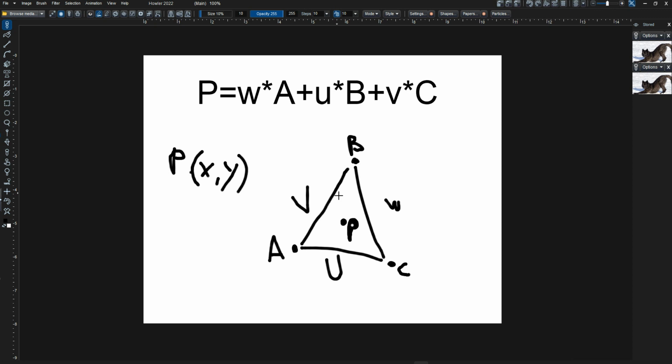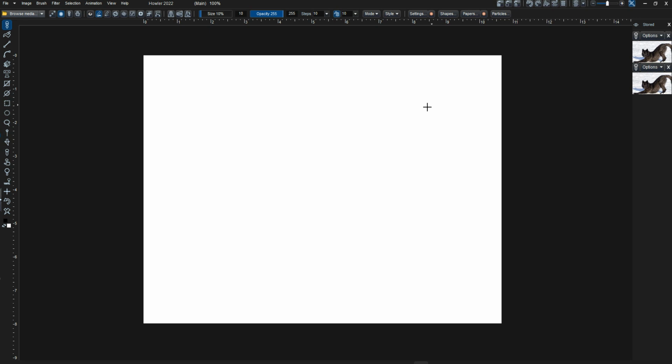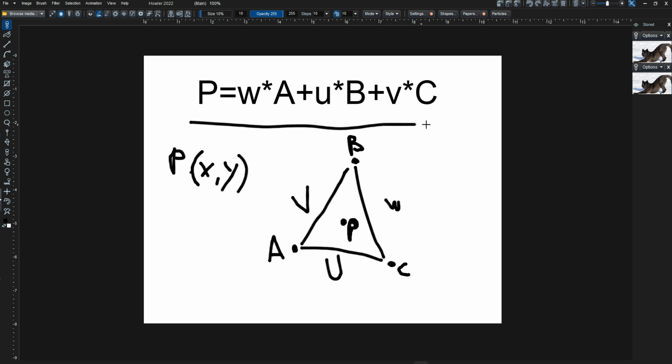Best I could do. So all you have to do is multiply, let's see, V times B. I probably did all this wrong, but somewhere along those lines, you have to multiply the weights by the vertices, and that will give you the point. So that's not helping, I know, but that is basically the formula.